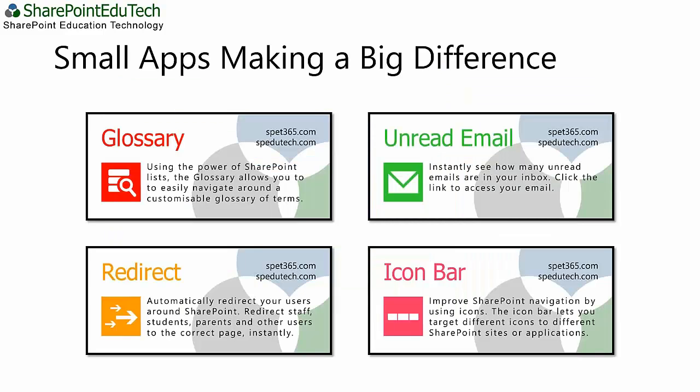So I'm going to be looking at 4 things in particular here, these small apps making a big difference: our glossary, unread email, redirect web part, and our icon bar. And you'll see how unread email and icon bar work really nicely together. So I think we're going to jump straight into the demo. There's no point hanging around with slides. So I'm just going to get the demo up.